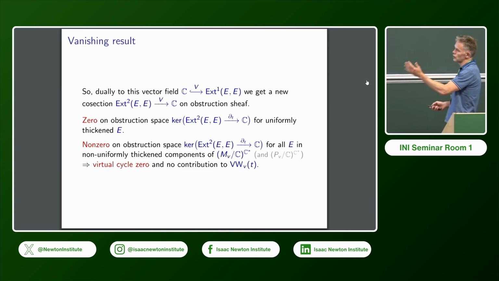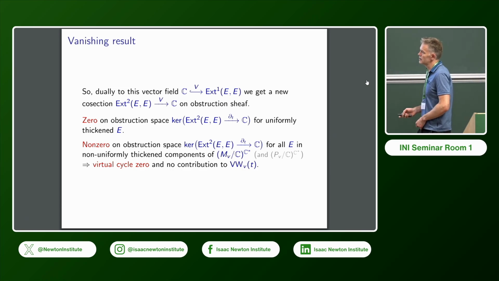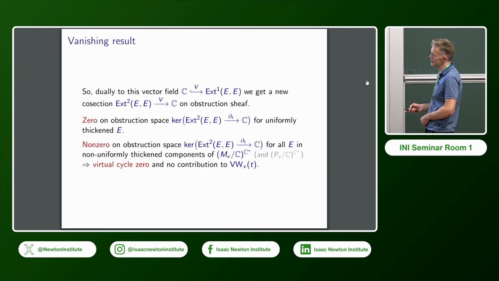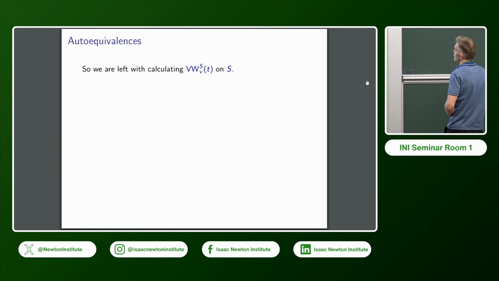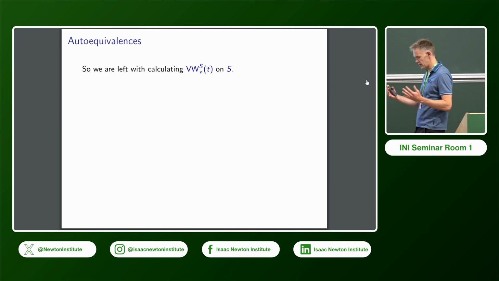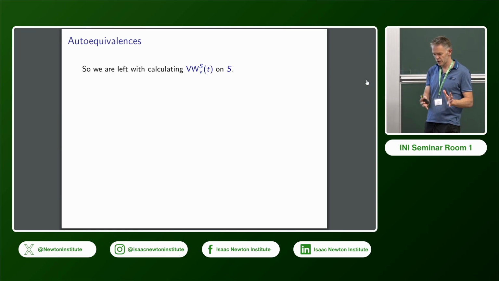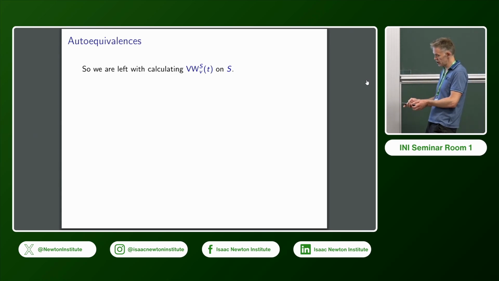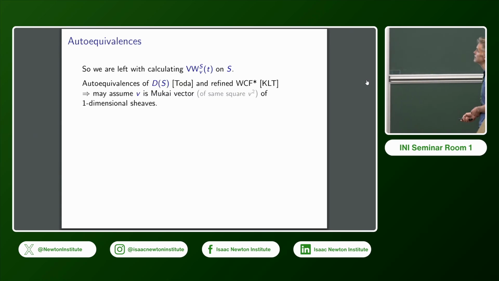Okay, so we've got rid of all the other contributions now. So now via the multiple cover formula, we've reduced everything to computations just on S. So now we can use autoequivalences. This is how, in the old days, you would try and convert your sheaves into ideal sheaves of points. We're now going to convert our sheaves into dimension 1 sheaves supported on curves.